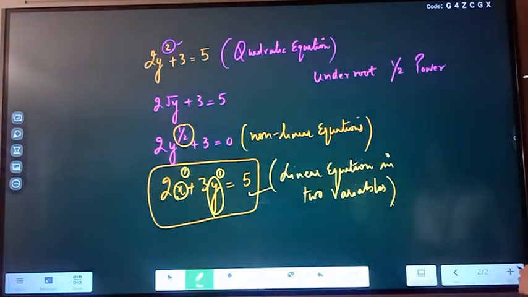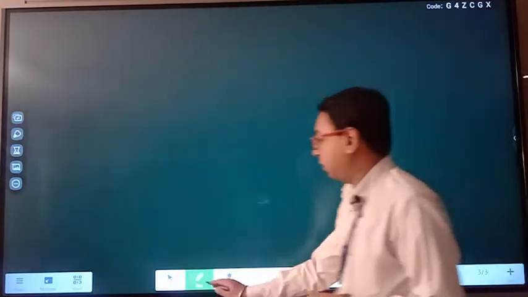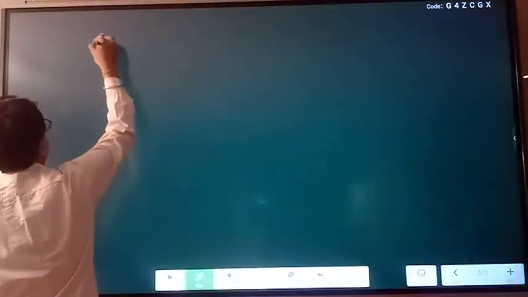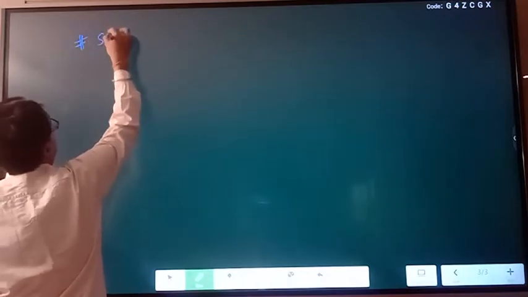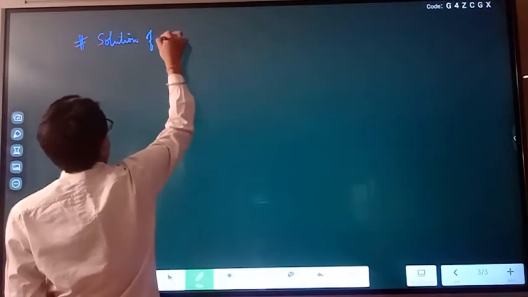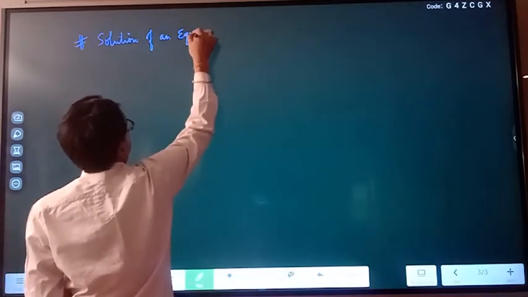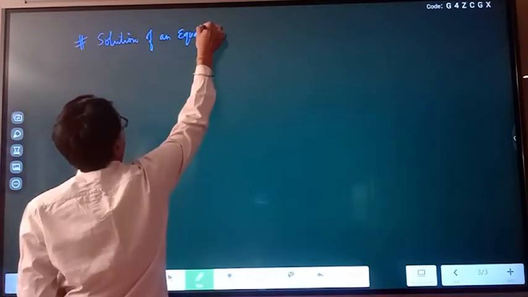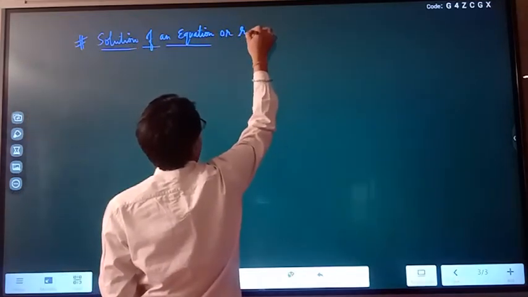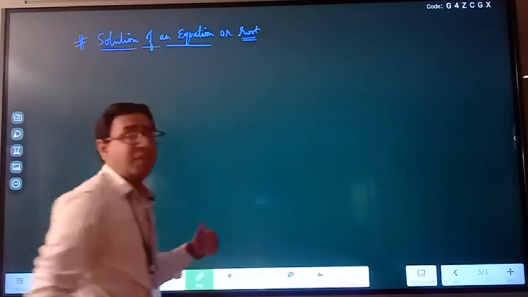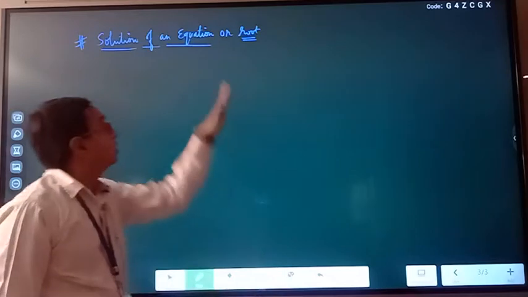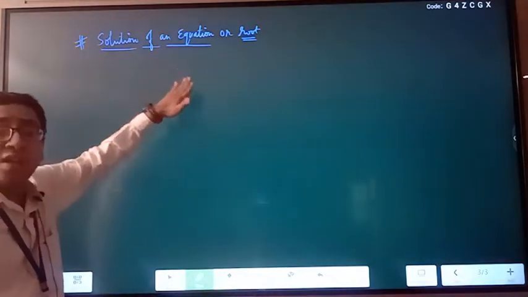Clear with this? Another important concept that we have to be thorough with is the solution of an equation. Very important topic. Solution of an equation, you must know it. It is also known as root. Another name is root of an equation. And in the book you will find, find the value of x. Solve the given equation means you have to find the solution.